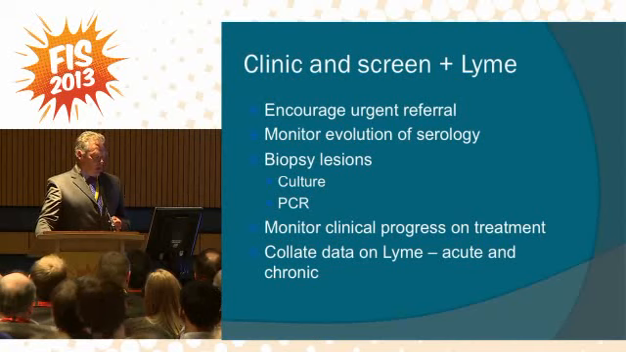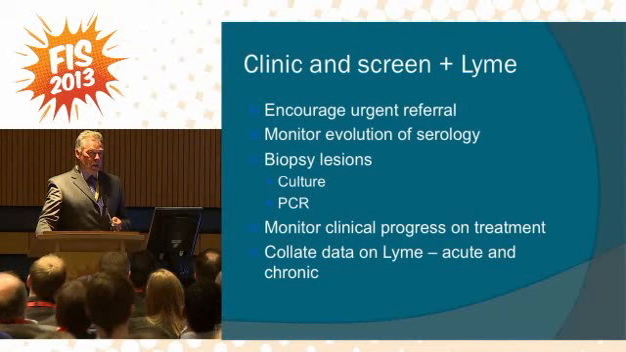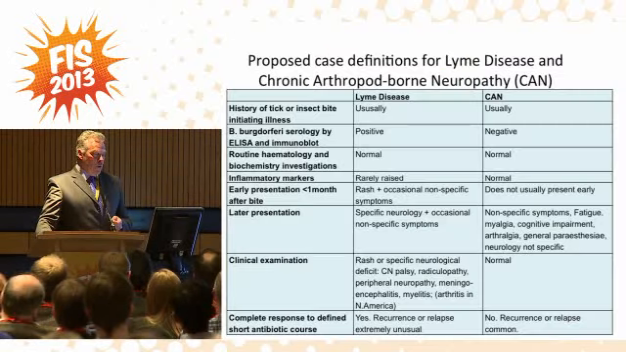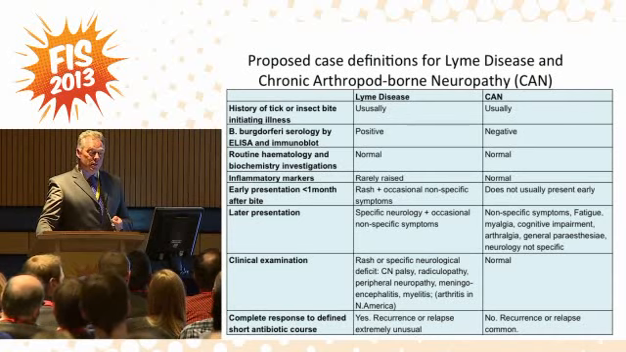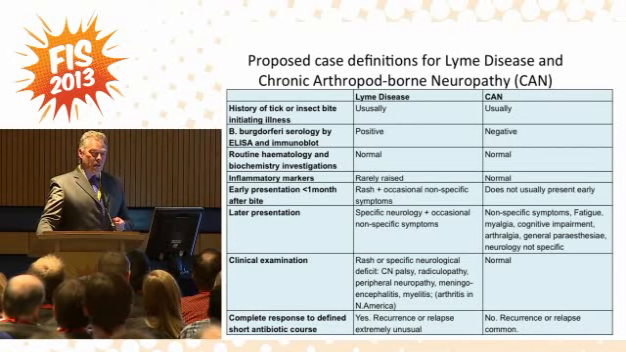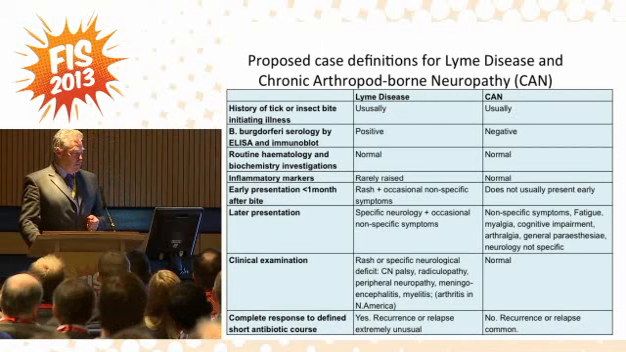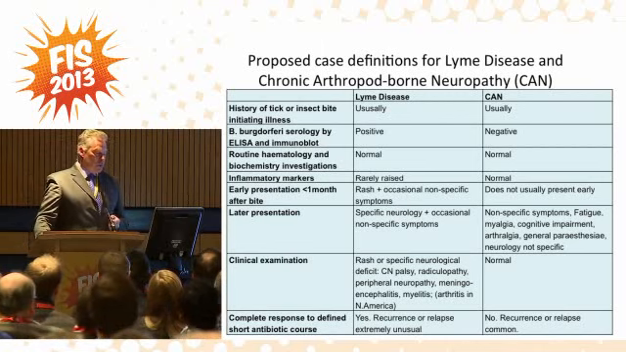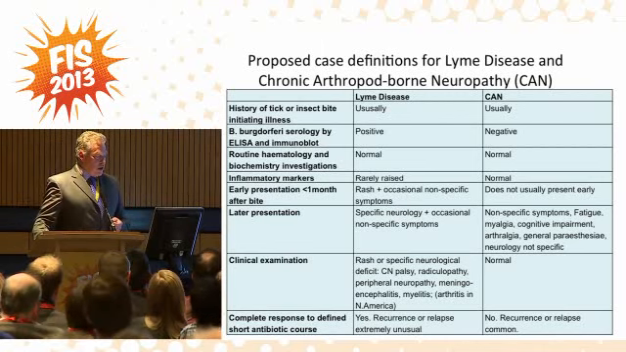We're also getting referred a lot of chronic Lyme disease, which, in my view, often is not Lyme disease, which is why I'm trying to develop this new disease. Because Lyme disease, as we've discussed, patients often have a history of having been bitten by a tick. They have positive serology by ELISA and immunoblot. They tend to have normal haematology and biochemistry investigations. Sometimes the CRP can be marginally raised.